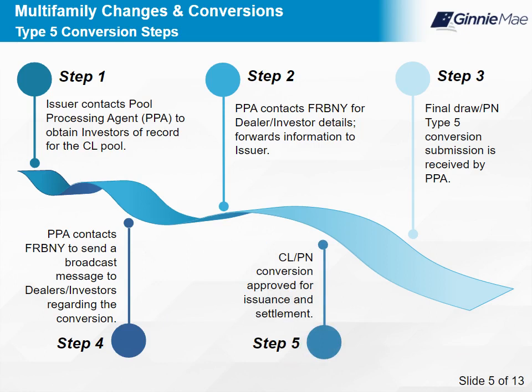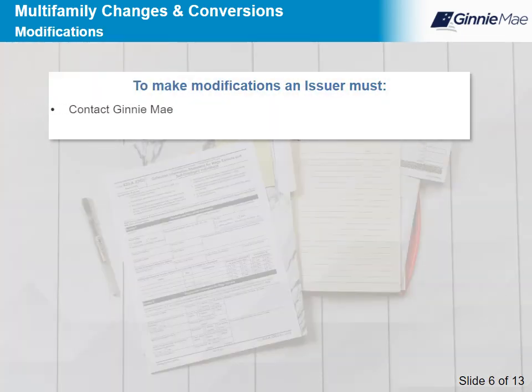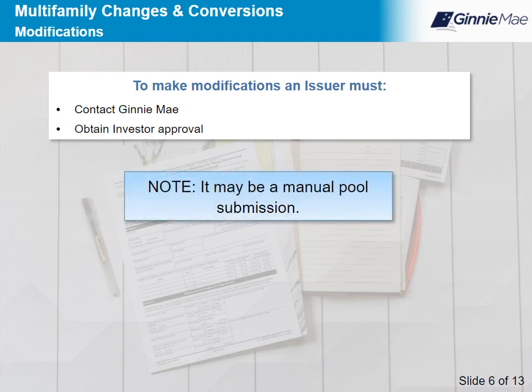Select Next to continue. To make modifications, an issuer must contact Ginnie Mae and obtain investor approval. Note that it may be a manual pool submission.